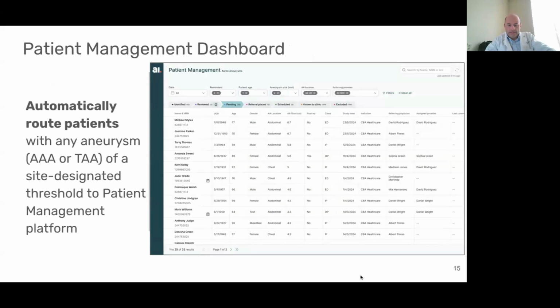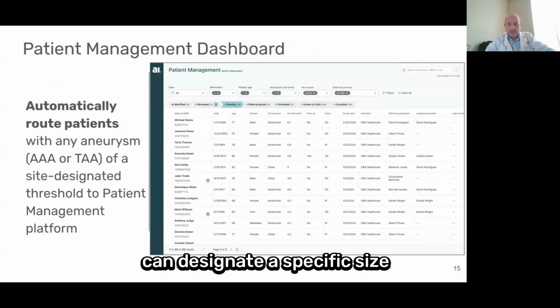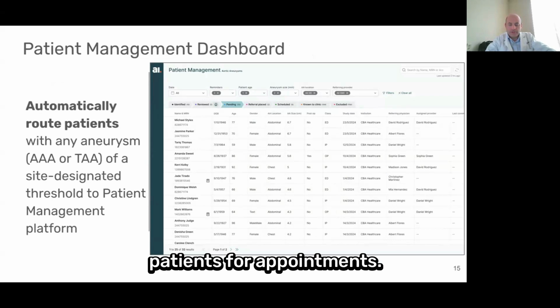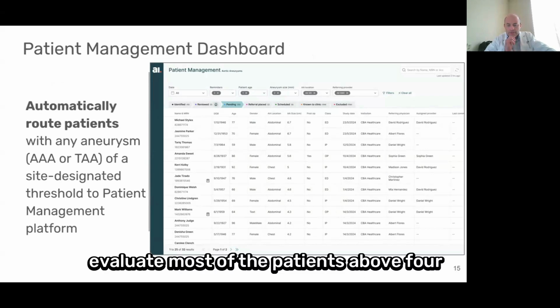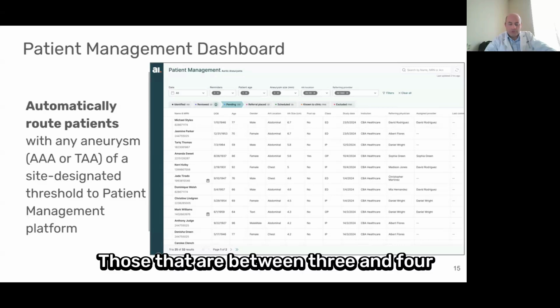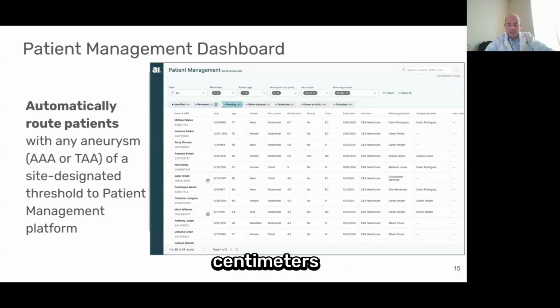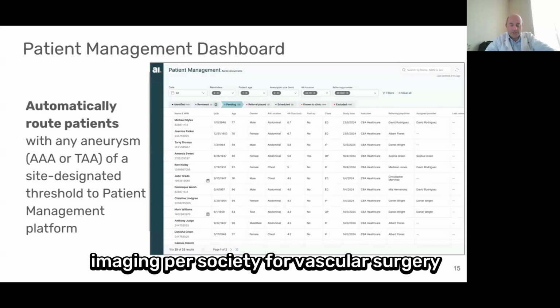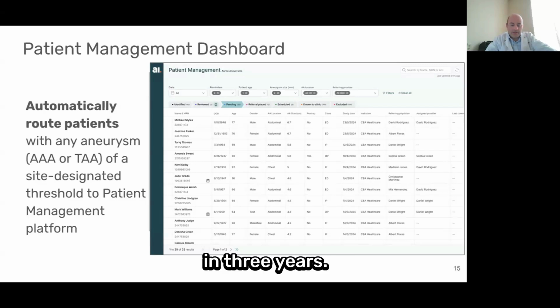We can designate specific size at which point we would like to bring these patients for appointments. At present time, we evaluate mostly patients above 4 centimeters. Those that are between 3 and 4 centimeters routinely would be scheduled for follow-up imaging per Society for Vascular Surgery guidelines in 3 years.